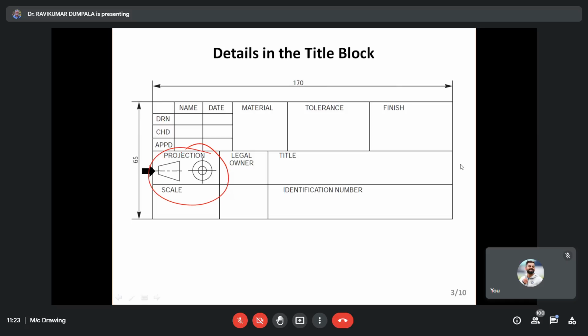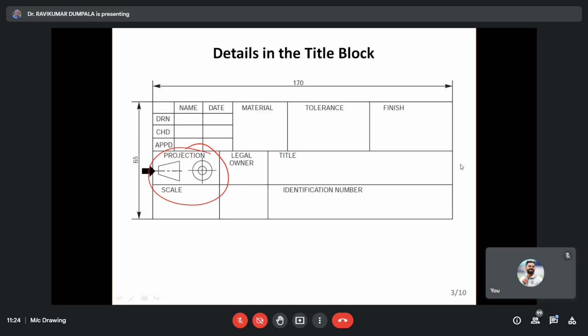Sir, for first angle projection, we assume that the object is kept in the first quadrant and the axes act as mirror planes. If the object is kept in the first quadrant, the y-axis will act as the side view, and the x-axis will act as the top view. No, I'm asking how this symbol represents first angle projection. Sir, because the object is between viewer and projection. No, there is no viewer, no projection here.